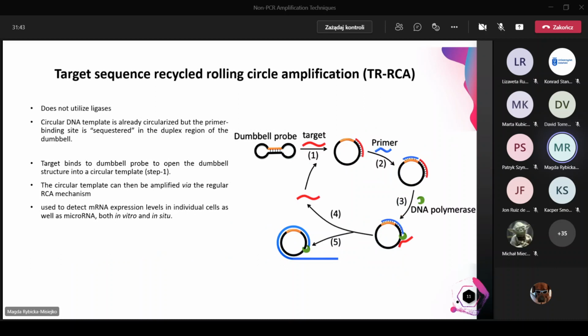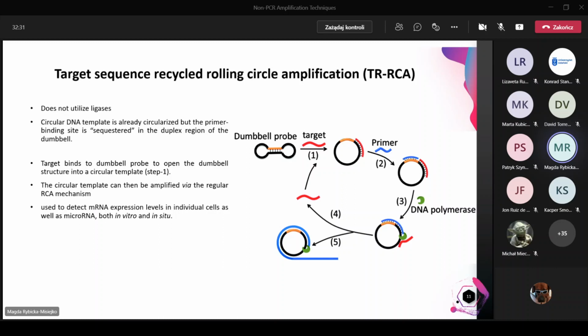The target sequence recycled rolling circle amplification. It is obviously based on the RCA method, but does not utilize ligases as is done in padlock probe. In the original RCA technique, the target facilitates the circularization of the probe, which is then used as a template for PCR. But here for this TR-RCA, the circular DNA template is required for the amplified sensing. It is already circularized, but the primer binding site is sequestered in the duplex region of the dumbbell.